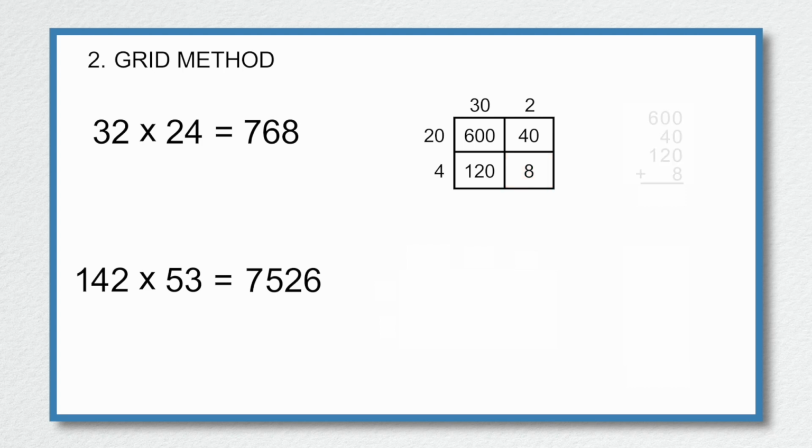We now add up all the calculations that are in the grid. The 600, the 40, the 120, and the 8. And that comes to 768.